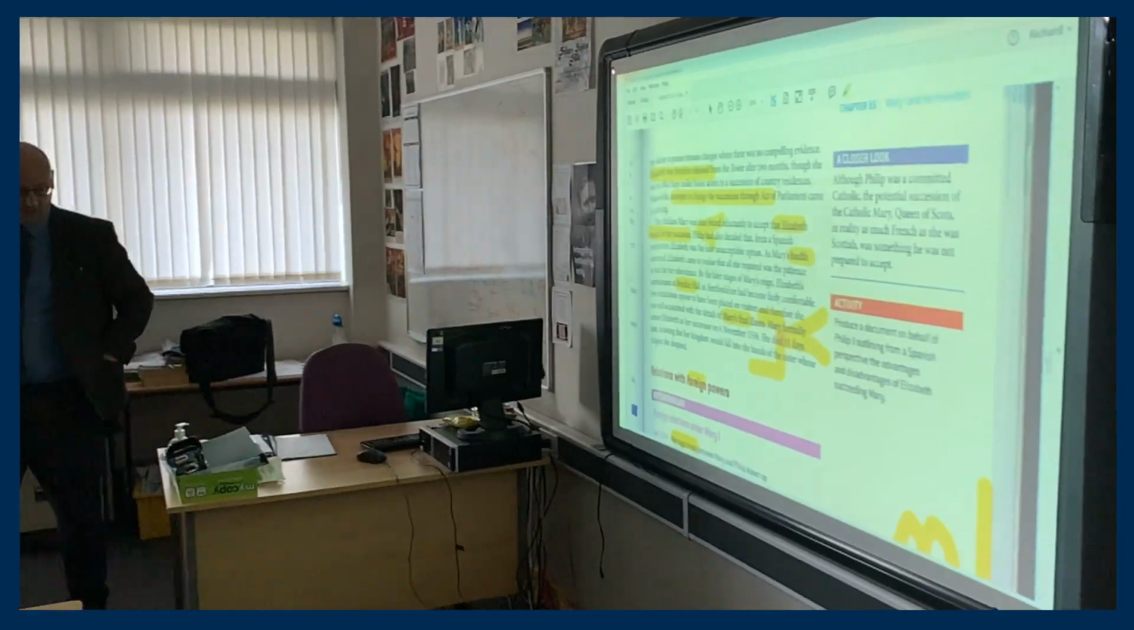There's a second unit which is on the Tudors, and this moves in Year 12 through the reigns of Henry VII, how he establishes the Tudor dynasty, some of the issues that he faces both in foreign and domestic policy, and challenges both at home and abroad.